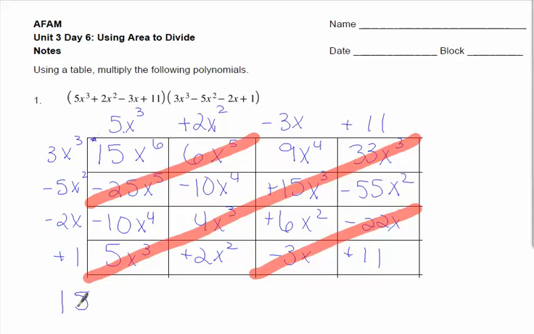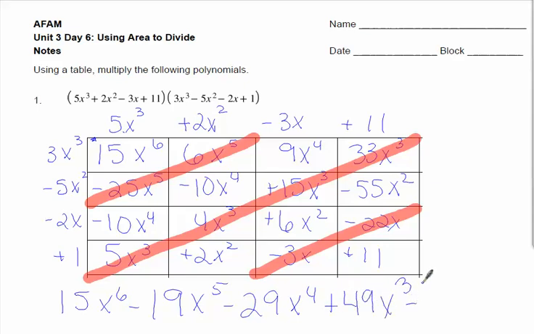So if I start way up here in the corner, I have 15x to the 6th by itself. Then I add these two together and I get negative 19x to the 5th. Then I go to the x fourth column and I get negative 29x to the 4th. I get plus 49x cubed minus 47x squared minus 25x plus 11. So that is my answer. That's what I get when I multiply those two things together.